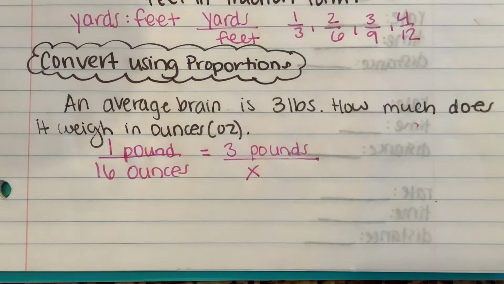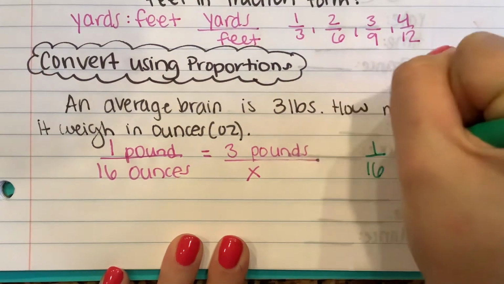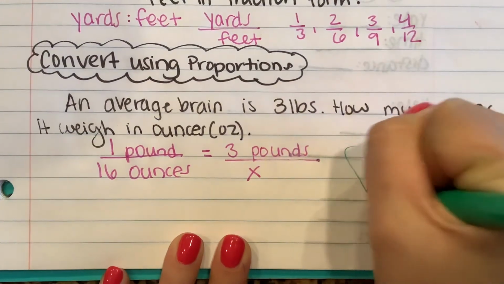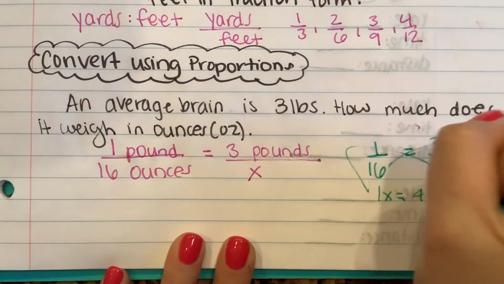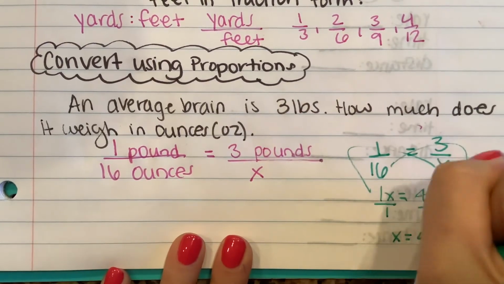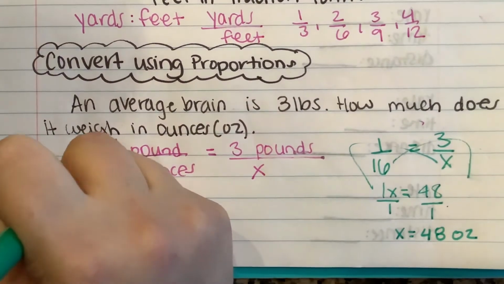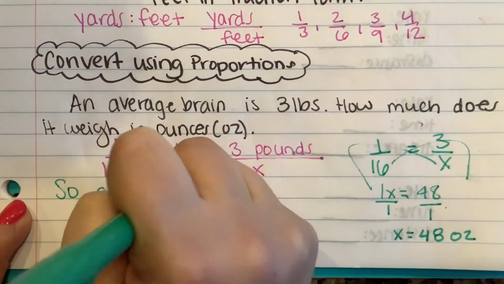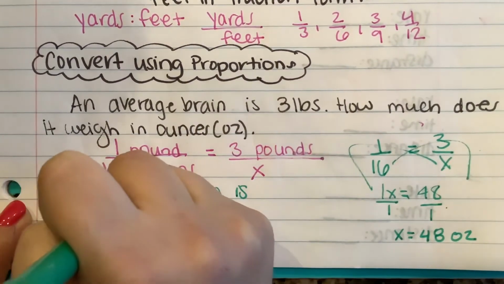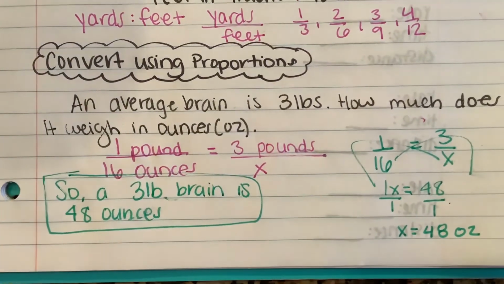I'm going to go ahead and rewrite my problem and then cross multiply. So I have 1 over 16 equals 3 over x. When I cross multiply, I have 1x equals 48. Divide by 1, and I'm left with x equals 48 ounces. So a 3 pound brain is 48 ounces, and that's my answer in a full and complete sentence. I just made my conversion.